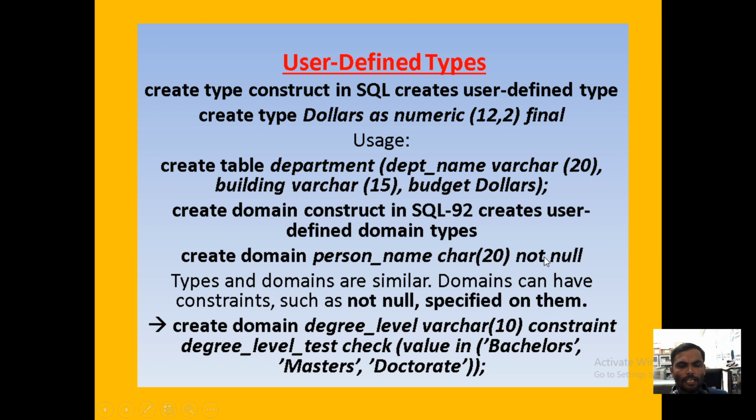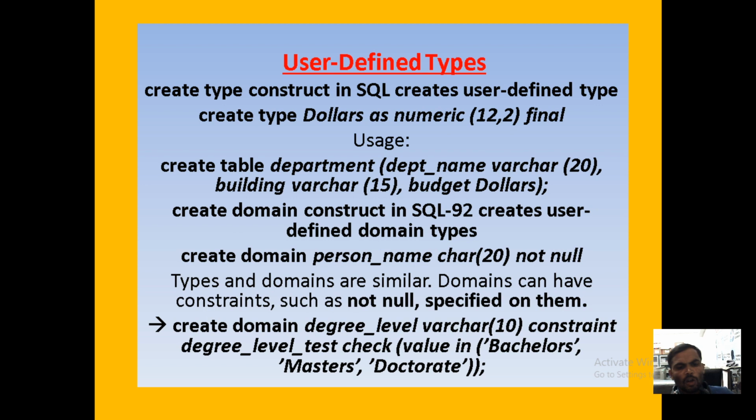Under the data types, at the time of defining the particular attribute, for the particular attribute we are specifying the constraint. Constraint means restrictions or rules or conditions. The particular attribute, what is the rule, what is the condition we are defining at the time of designing the schema. Now the types and domains are similar. Domain can have constraints such as not null specified on them.